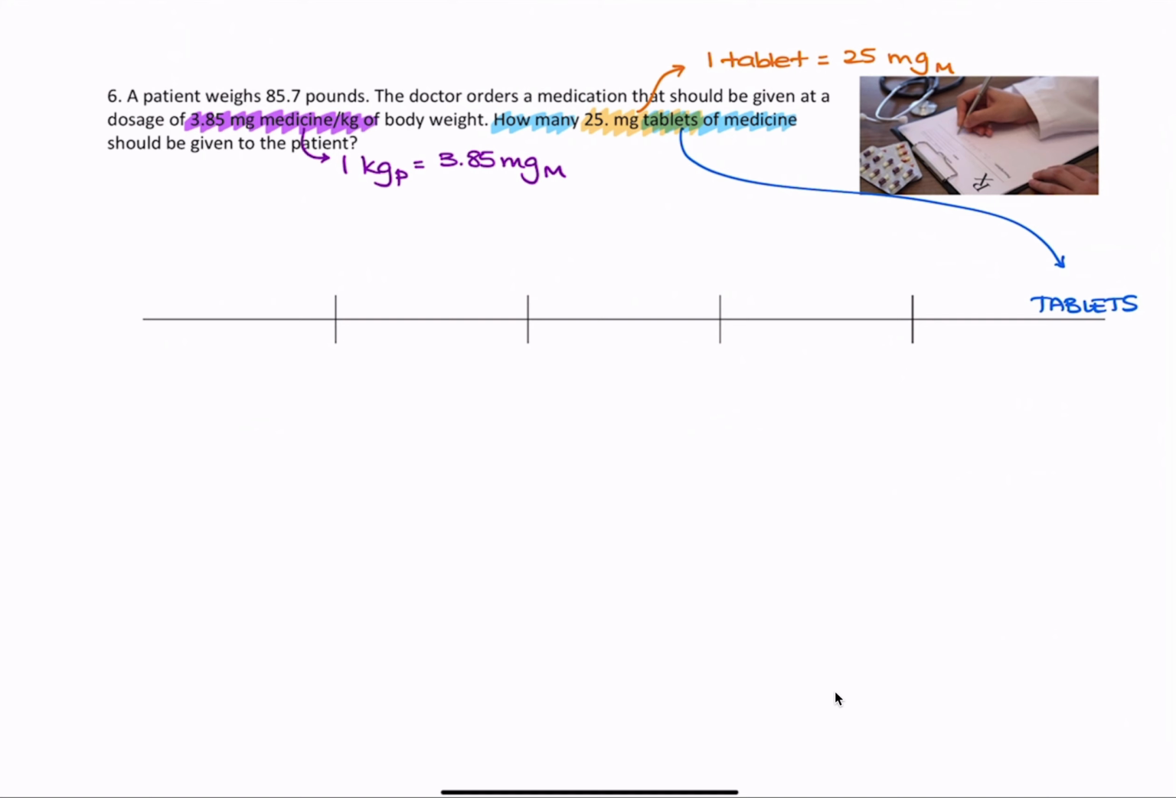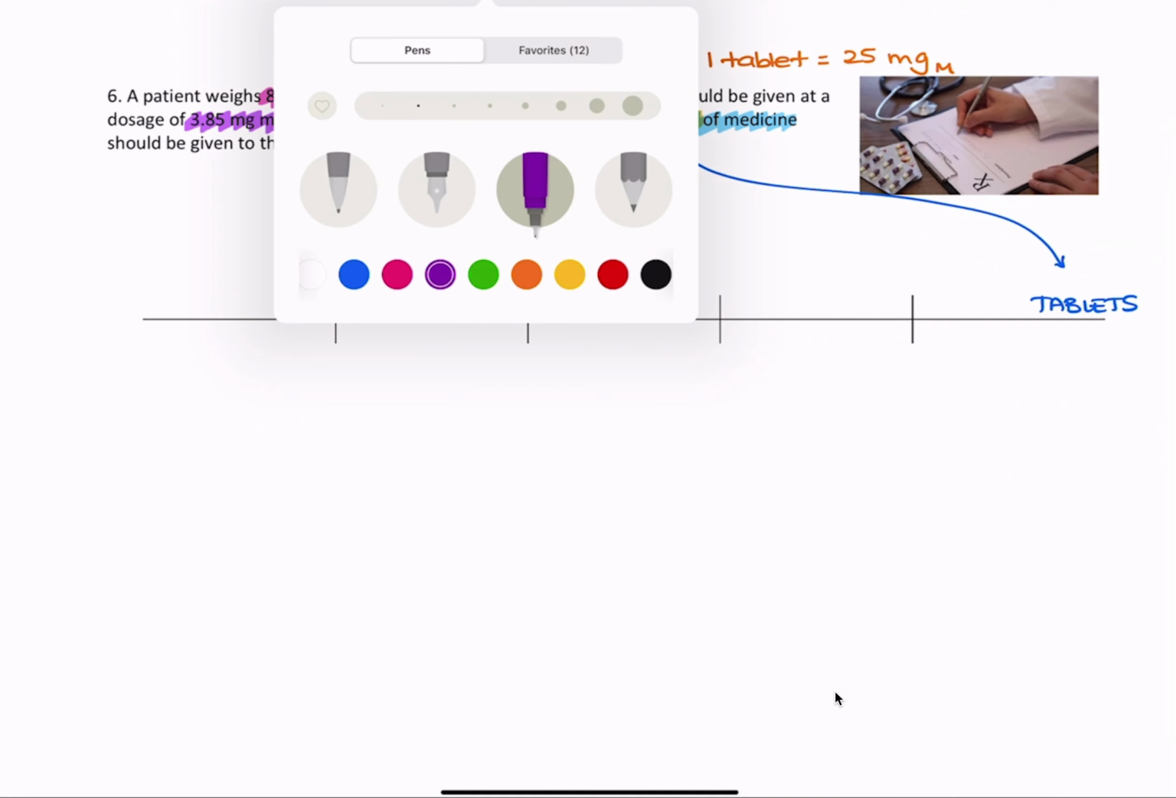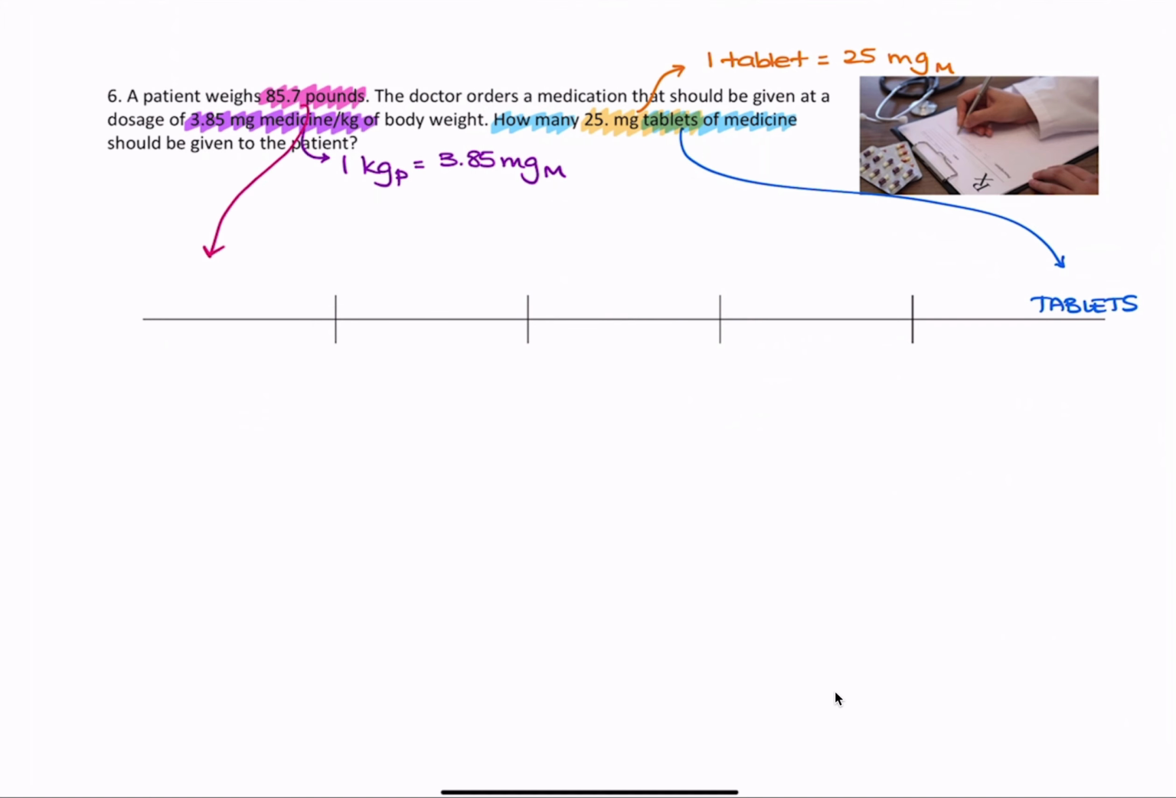So for every kilogram of patient, I have to give 3.85 milligram of medicine. This gives me another relationship. Every time you can write a relationship, you will be able to build a conversion factor. So this is not your starting point. Therefore, what's the starting point is what I'm left with. I'm left with my patient weight, 85.7 pounds. This is where our world starts. So I need to start from 85.7 pounds.